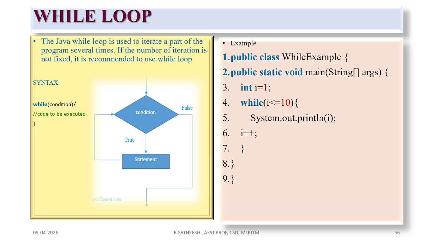Once i is 2, less than or equal to 10, the condition is true. 2 is printed, then it increments. 3 less than or equal to 10, yes, true. 4 less than or equal to 10, true, yes. 5 less than or equal to 10, yes, true.